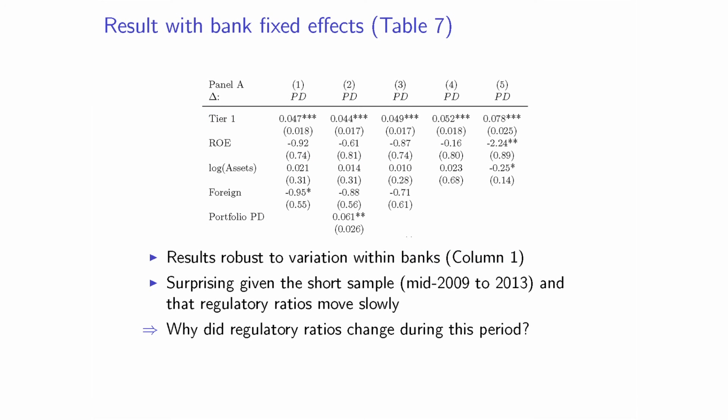One thing I want to say, coming back to these results on bank fixed effects: I was hugely surprised to find that even looking within the bank during this short period, you still find the results. No matter whether you think it's risk perceptions or regulatory arbitrage, I would have thought that's something which is fixed for the bank. I mean, regulatory ratios don't move around that lot. And so it made me think, where is this result coming from? Why did regulatory ratios move around during this period, 2010 to 2013?